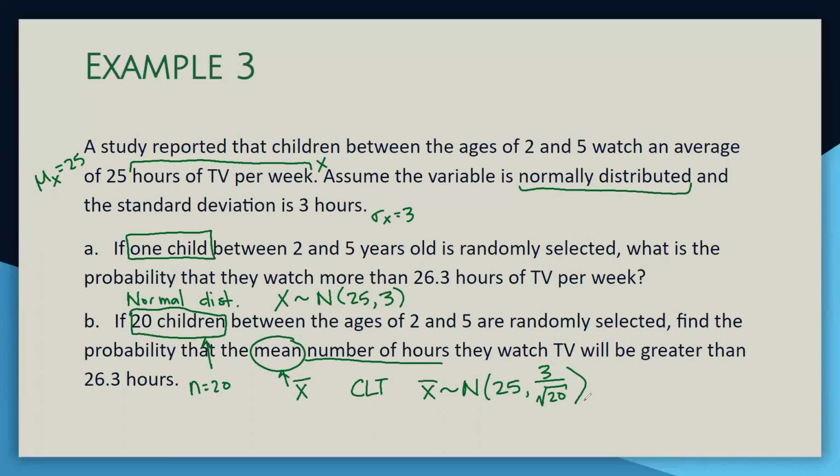So this problem gives you both. Part A is specifically asking about one child. Part B is asking about a sampling distribution for groups of 20 children. So it is possible to see both in the same problem, and it's really important to look for those keywords.